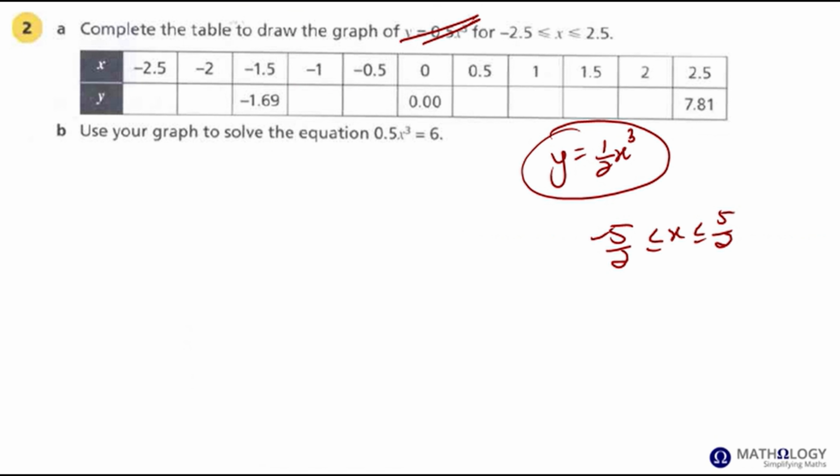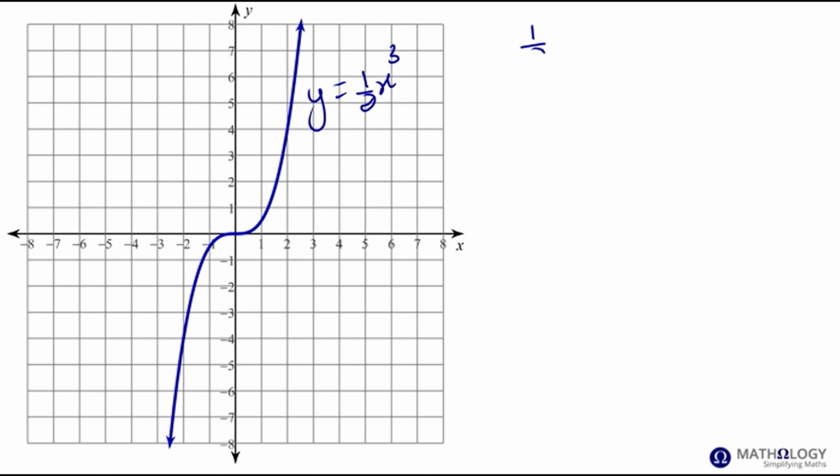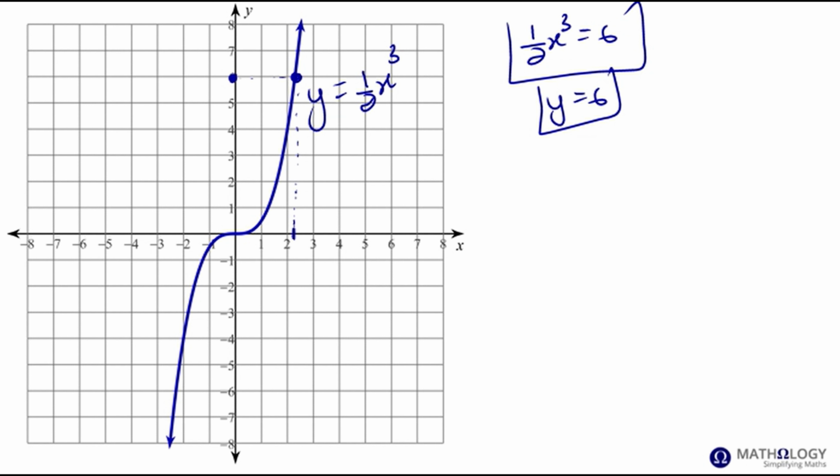So this is the function y equals a half x cubed. Use your graph to solve the equation a half x cubed equals 6. So they want us to solve this equation here. What this means is that this half x cubed is really y. So they're asking you to find the value of x when y equals 6. So when y equals 6, we make a mark on the y-axis, we move across to the function, and then we drop a perpendicular down and get as accurate a value of x as we possibly can.